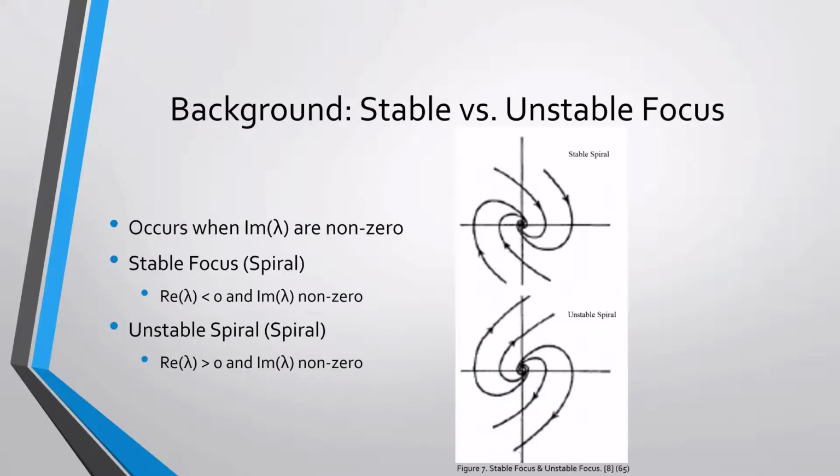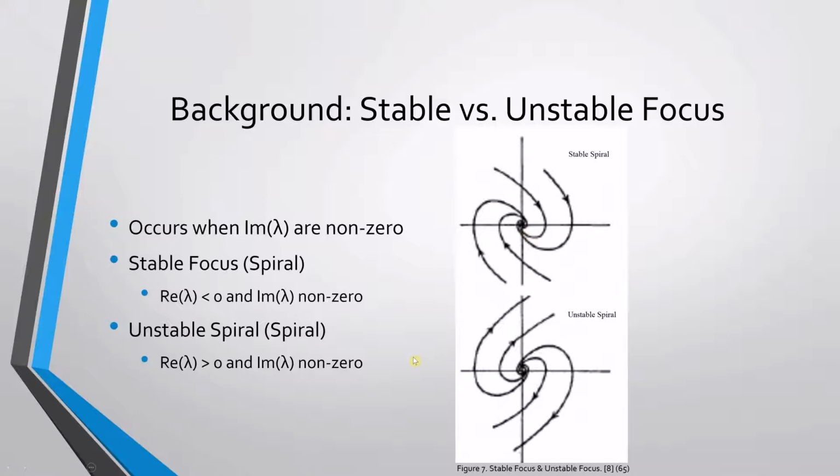For the last type of stability we'll be looking at, we let our eigenvalues be complex, so that b is non-zero. For the first case, assume that the real part, a, is negative. This would produce a stable focus, as illustrated in the top diagram. Here, all trajectories spiral inwards towards the stable steady state of 0, 0.